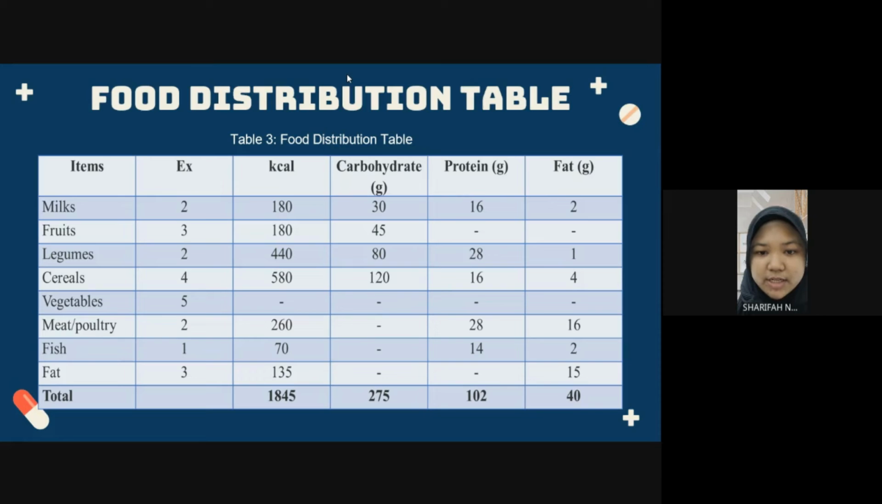Fat 3 exchange, which is 135 calorie. So the total calorie will be 1,845. Next.